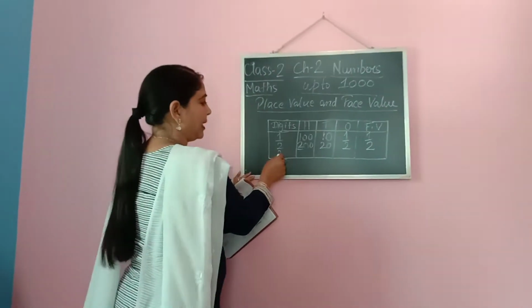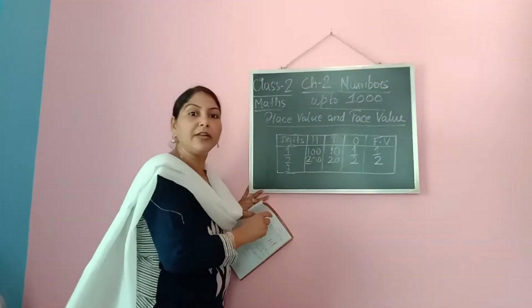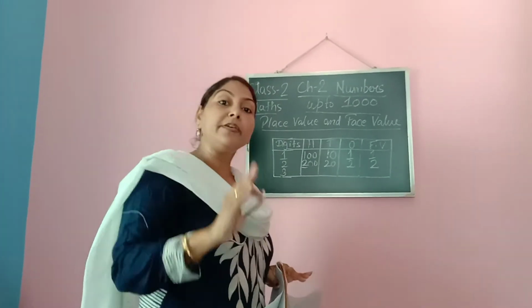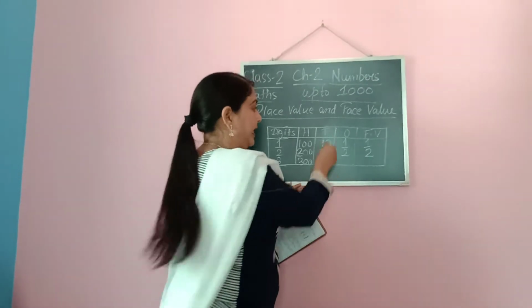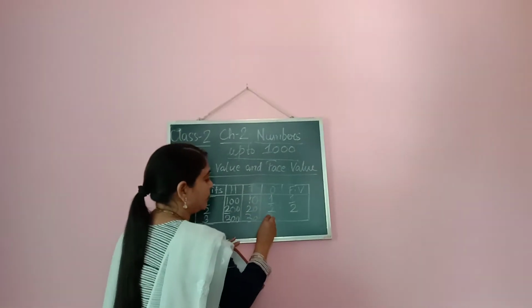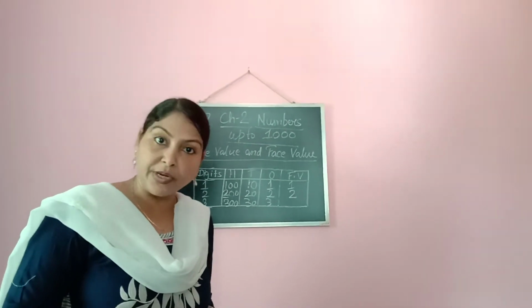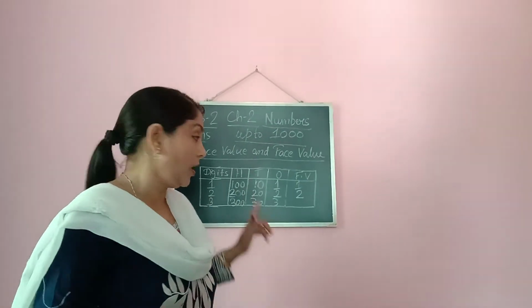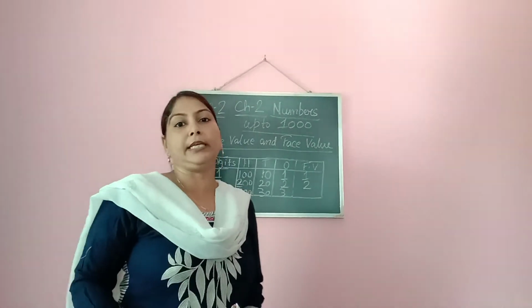Okay. In the similar manner, you see here 3. Now how shall we write 3 in hundreds place? We will write 300. In tens place like this, 30, and in ones place we will just write 3. But what is the face value of 3 in all the numbers? It is 3 only. Okay.